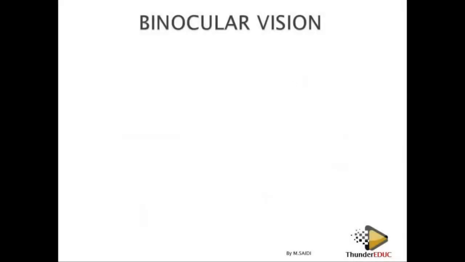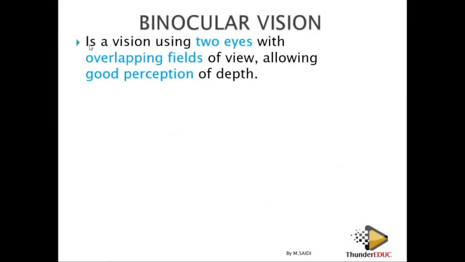Let's look at binocular vision. It is vision using two eyes with overlapping fields of view, allowing good perception of depth. It means that you can judge exactly at which distance and how big is the size of an organism using these eyes. So it means that you have multiple images being formed, but the brain is supposed to interpret it as one organism or one individual being viewed.